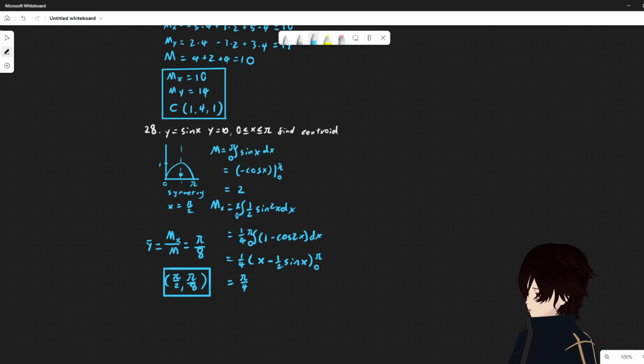And even numbered question, we cannot check the answer, but it makes sense. I mean, this answer is logical. It looks like it's right in the middle of where the entire thing is, so not going to bother checking. But now we have ourselves question number 30. 30 says y equals 2 minus x squared, y equals x, find the centroid.